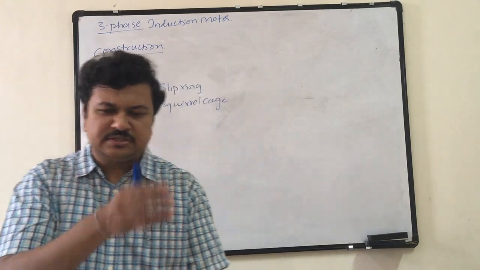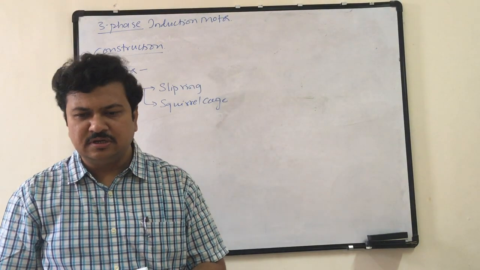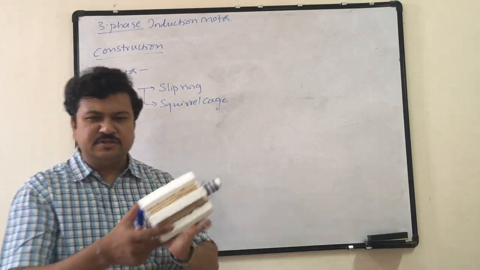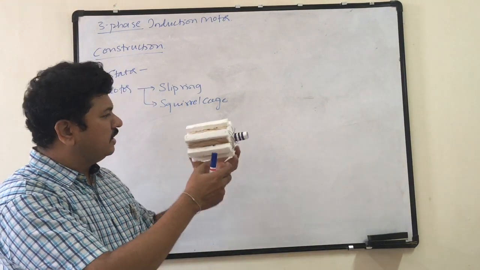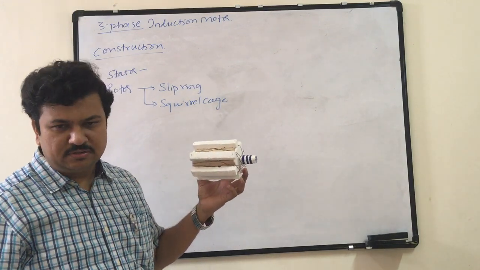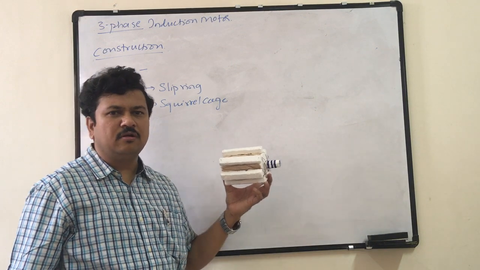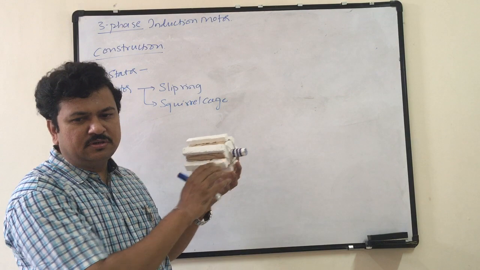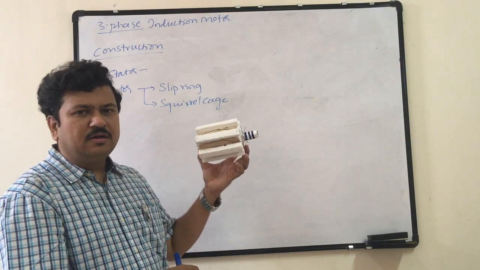I will be using external resistance connected to these slip rings. By connecting external resistance to the rotor, I will be controlling the speed of the rotor, and I can improve the starting torque of the motor. For that I will be using slip rings. So this is one kind of rotor.